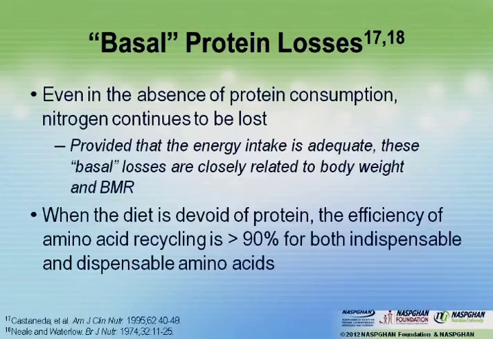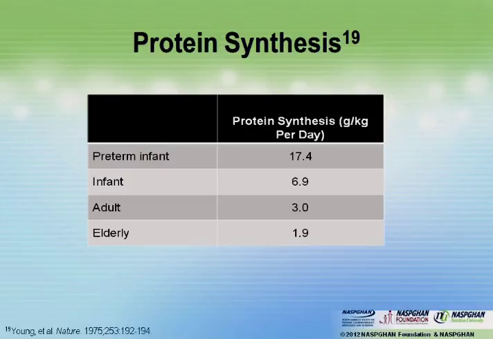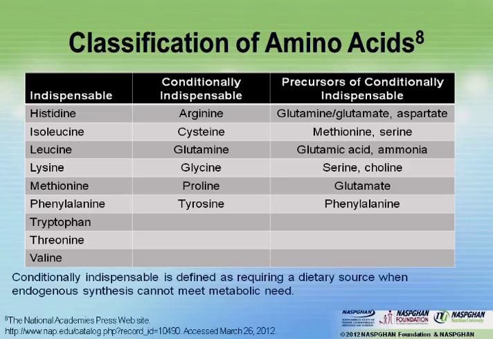And even in the absence of protein consumption, nitrogen continues to be lost. And these are the basal protein losses that have to be lost every day. Roughly about 10% of both indispensable and dispensable amino acids will be lost if the diet is devoid of protein. Again, as we can imagine, the preterm infant synthesizes a lot more protein per gram per kilo than an adult. This is something that you should just remember.